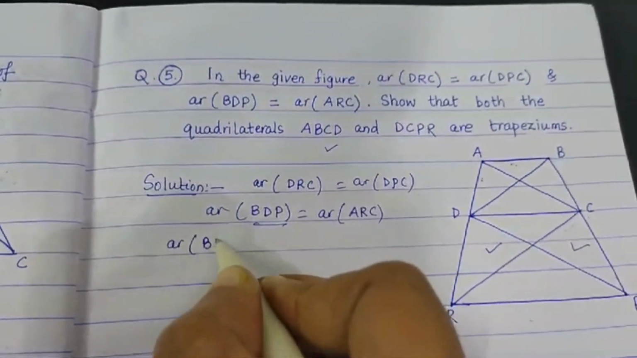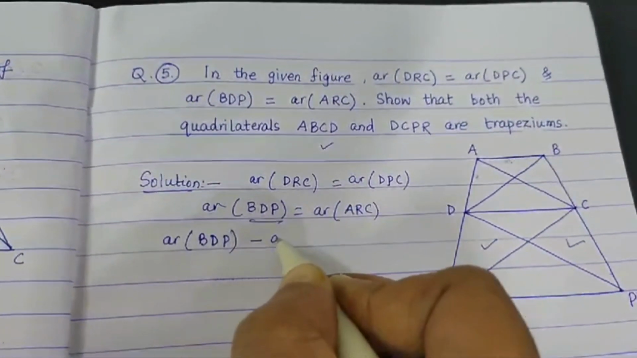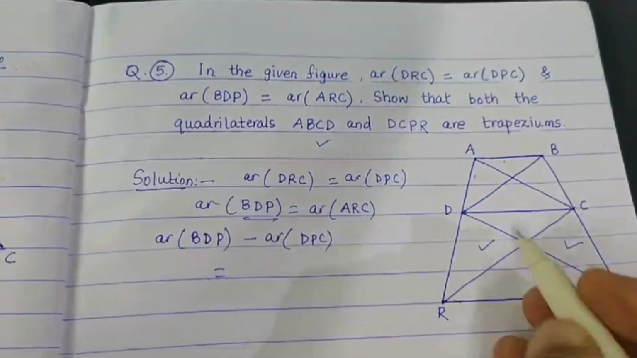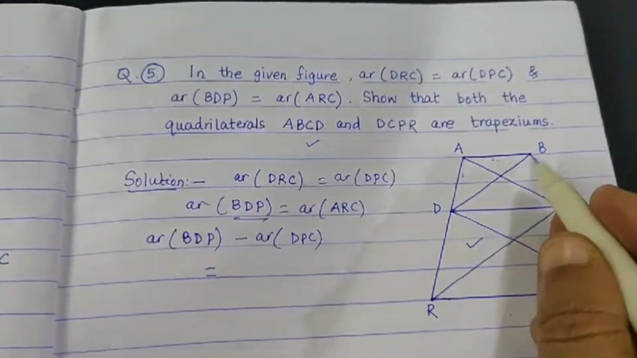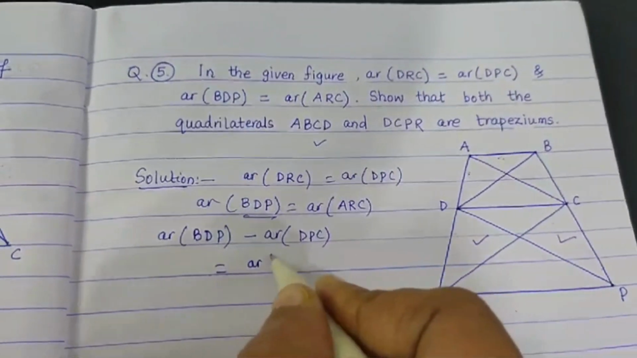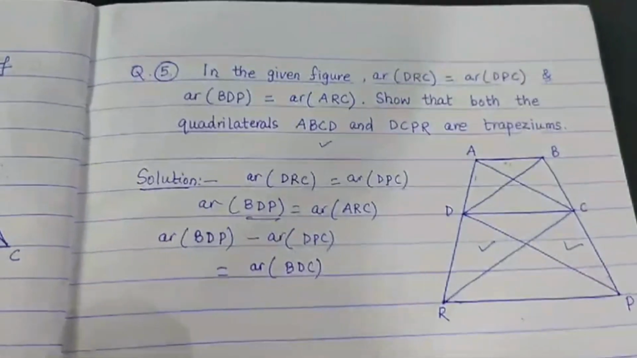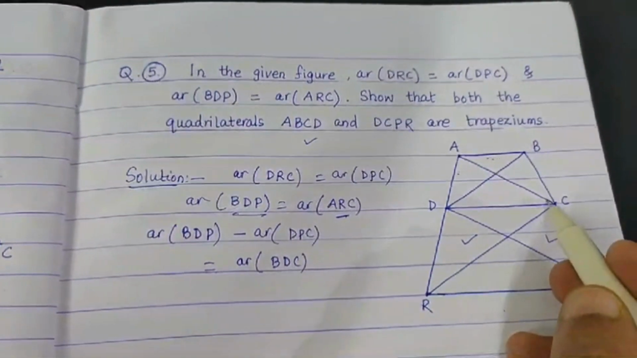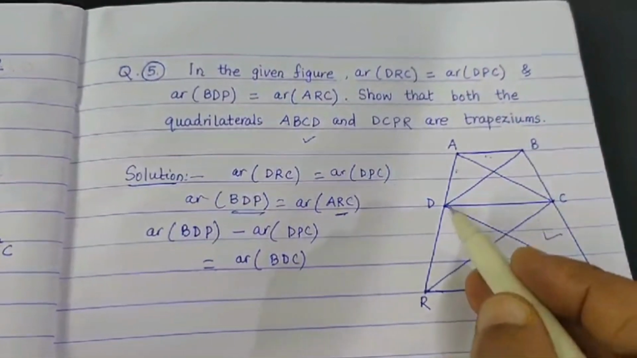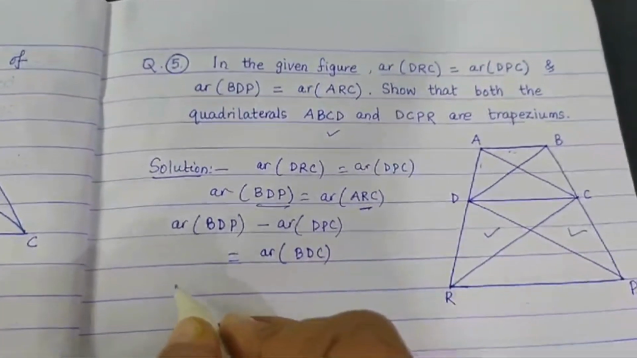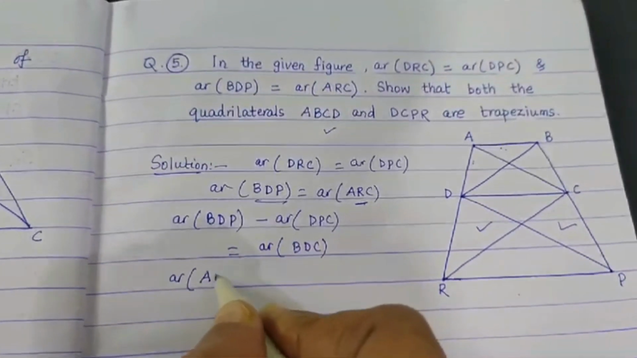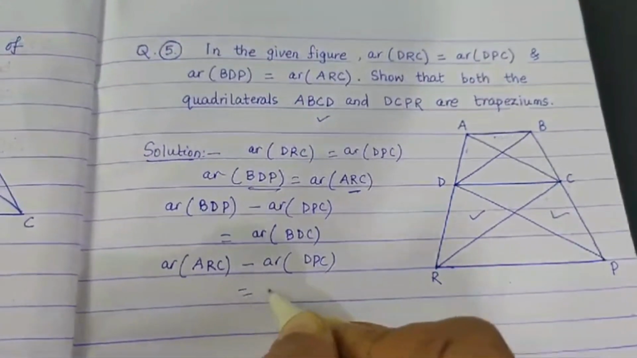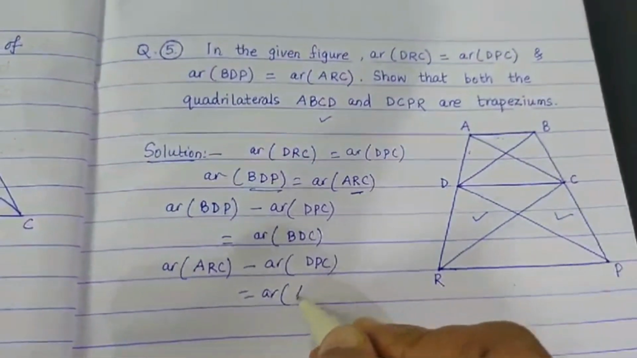Area BDP minus area DPC, that is equal to area BDC. Similarly, from this ARC, we will subtract this DRC. Area ARC minus area DRC, that is equal to area ADC.